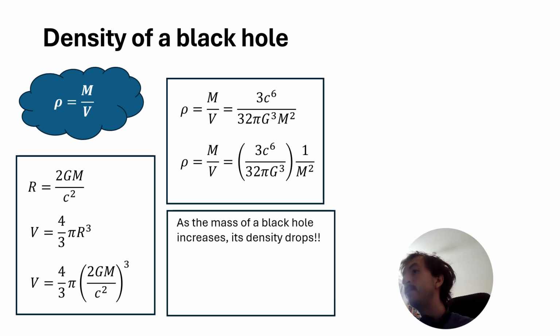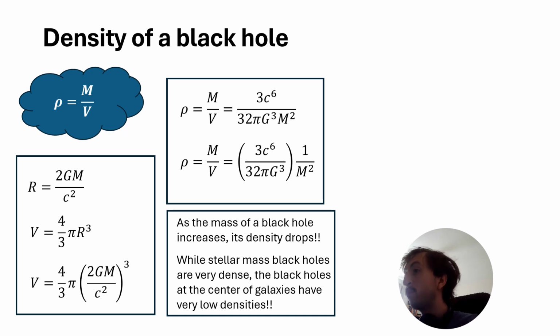Now, for stellar mass black holes, so black holes which have formed when the core that's left over after a supernova of a massive star begins to collapse, the density is pretty huge.